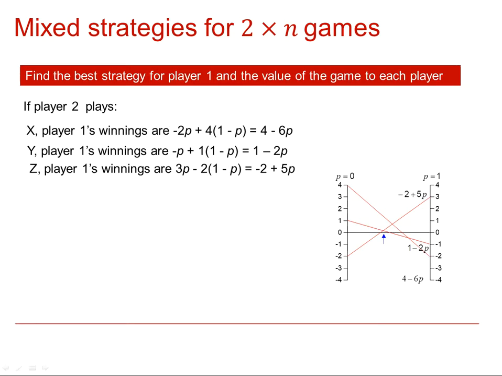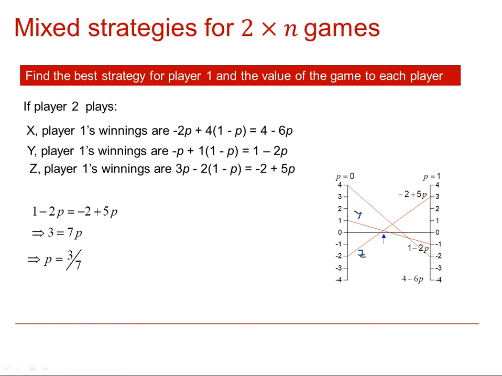So once we've identified the point that we want to use on the graph, then we can get that by simply solving the two equations. So here we've got the intersection where we've got Y and Z, and so therefore we can solve the equation that 1 minus 2p is minus 2 plus 5p. That's straightforward, gives us 3 as 7p, and therefore the probability is 3 over 7.